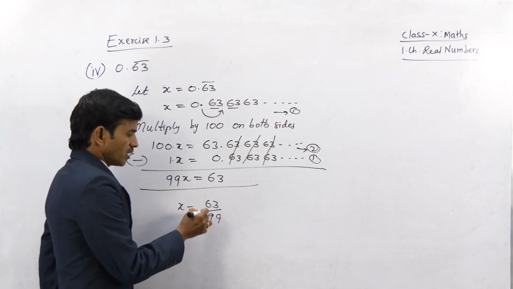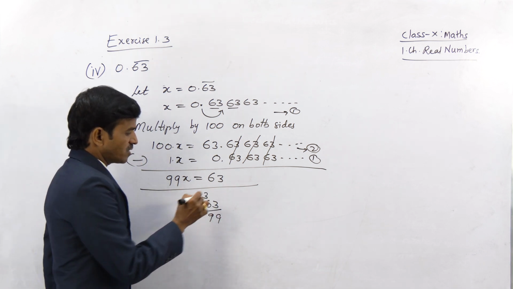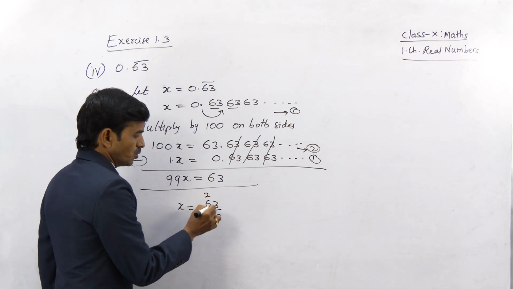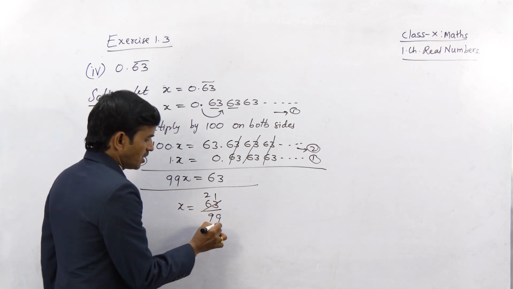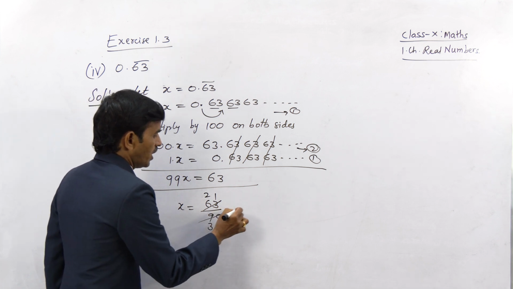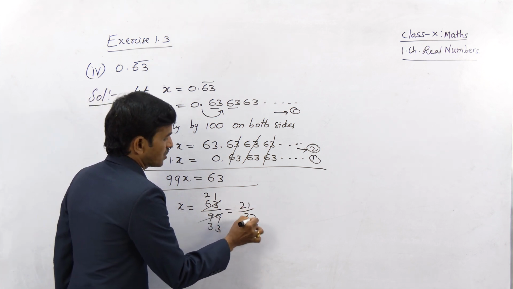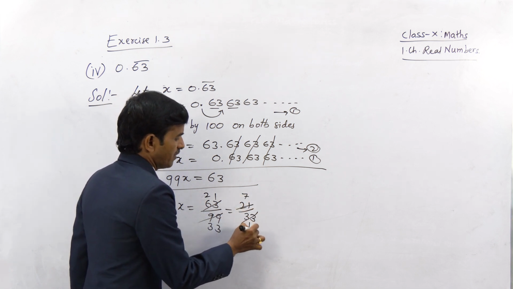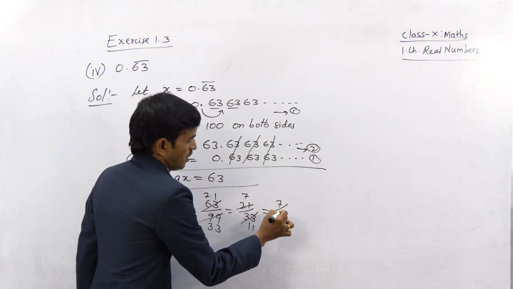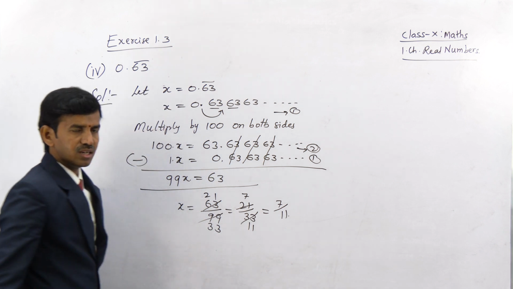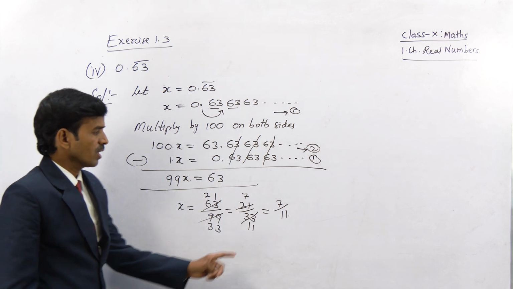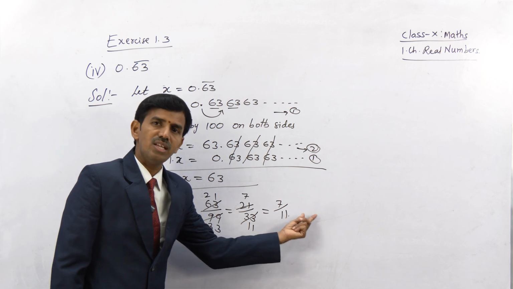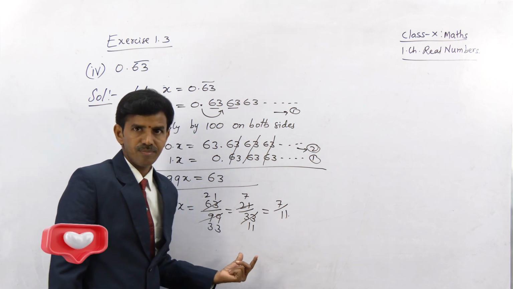So when you cancel with 3, check it as 3 is a common factor. 3 2s are, 3 1s are, 3 3s are, 3 3s are. So next 21 by 33 we can also cancel with 3 once again. 3 7s are, 3 11s are. So what is the p by q form of the number we got here? 7 by 11. When you observe its denominator, we cannot split it into other factors as 11 is a prime.